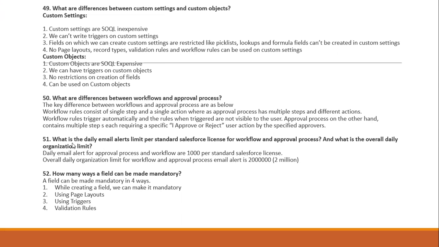Next question: what is the daily email alert limit for a standard Salesforce license for workflow and approval process, and what is the overall daily organization limit? Daily email alerts for approval process and workflow are 1000 per standard Salesforce license. The overall daily organization limit for workflow and approval process email alerts is 2 million.